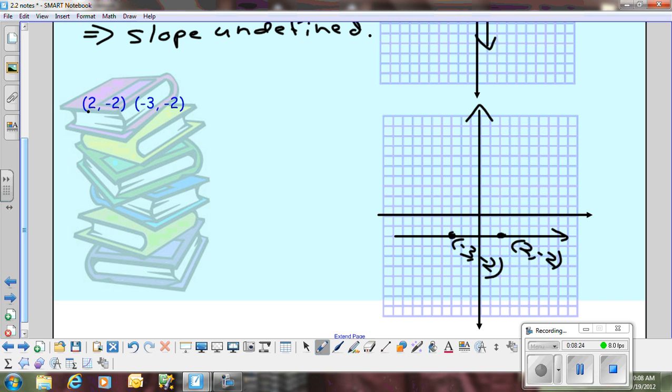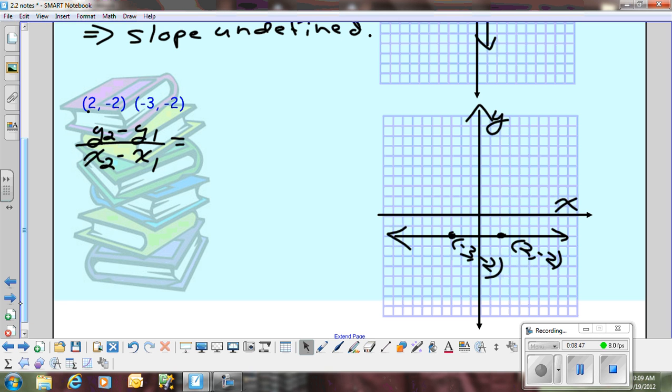Put arrows on either end. Label my x and y axis. Undefined? 0. Look, this is a horizontal line, so let's look at this slope: y2 minus y1 over x2 minus x1.